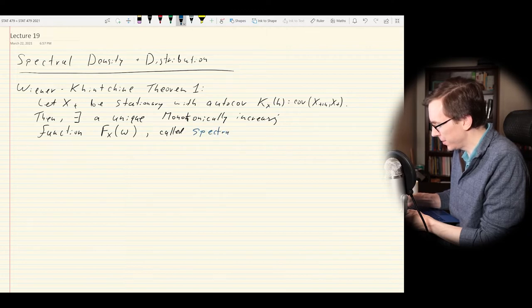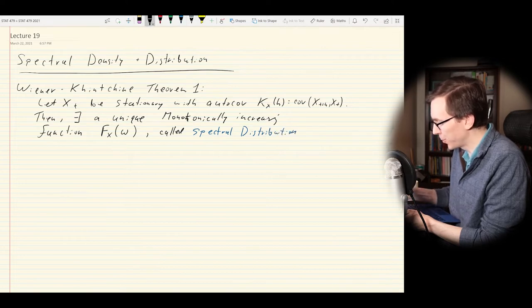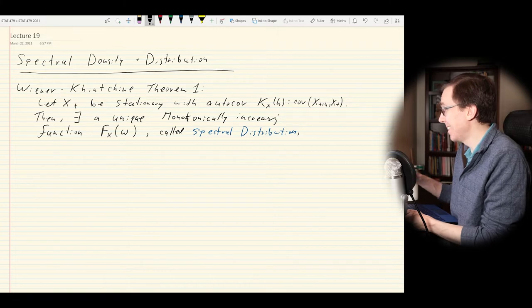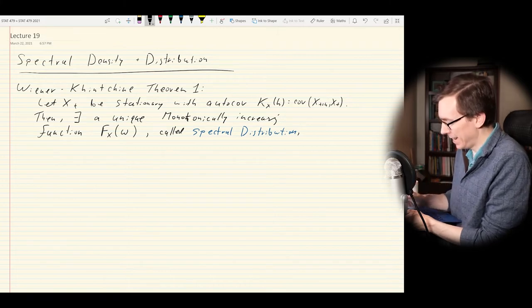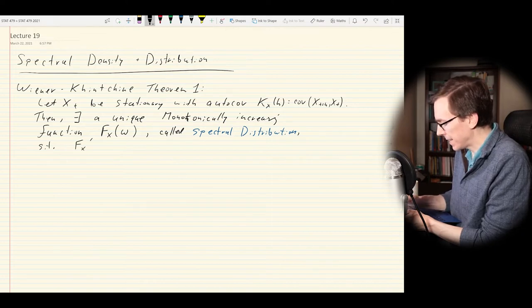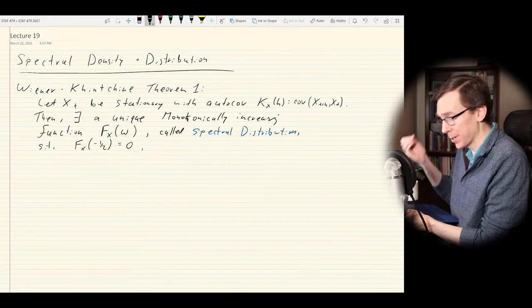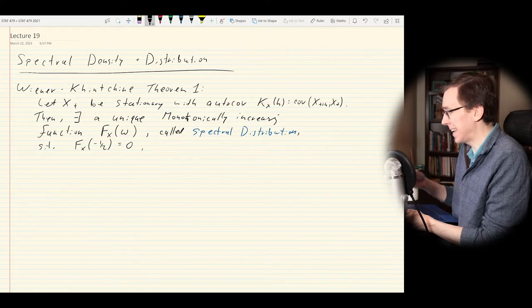The spectral distribution. Of course, I haven't told you what the spectral distribution does yet. That's the conclusion of the theorem. And the spectral distribution is such that F_X at the value of minus 1/2 is going to be 0. So it starts at 0 at minus 1/2.